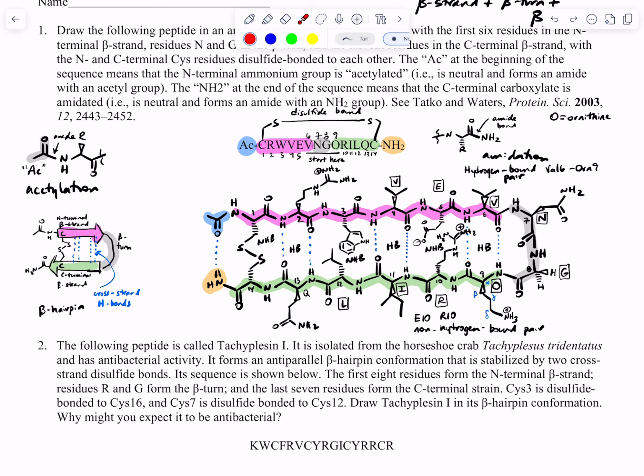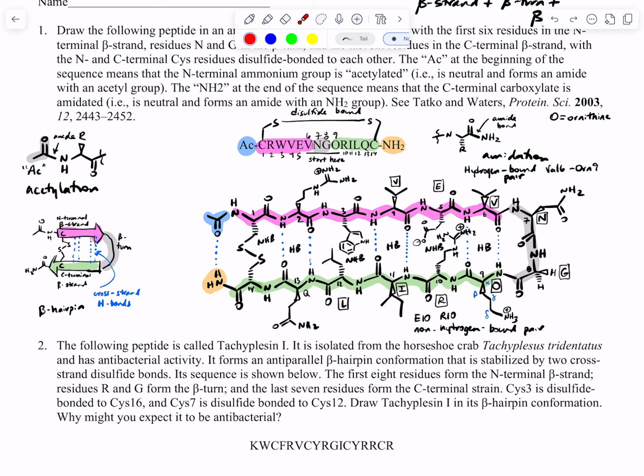Some items from this quiz will be on the test tomorrow. Knowing the amino acids is certainly on the test tomorrow. On a multiple choice exam, how could I make you draw a beta hairpin? I could make you recognize one. I could ask you some questions about the structure based on our discussion today.